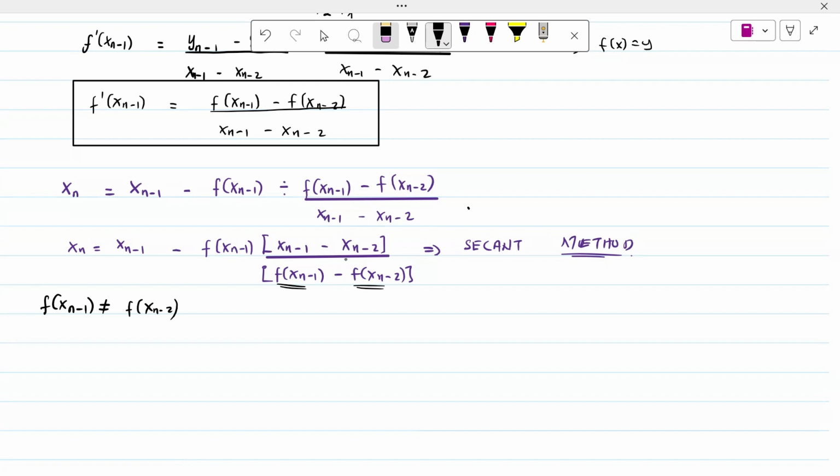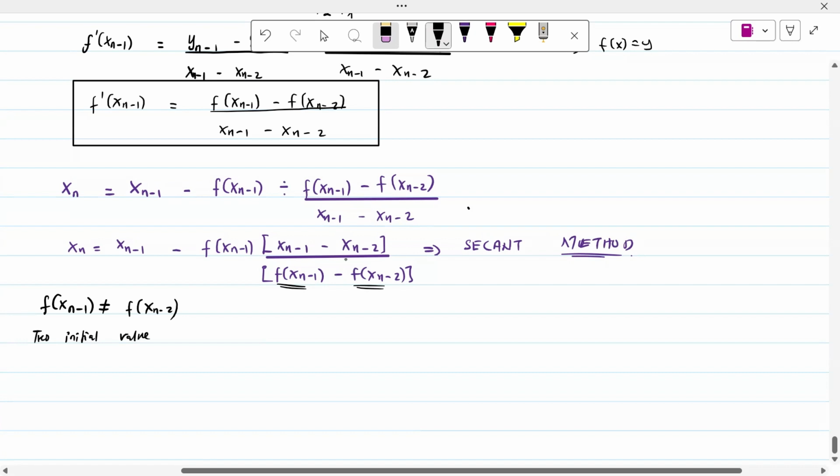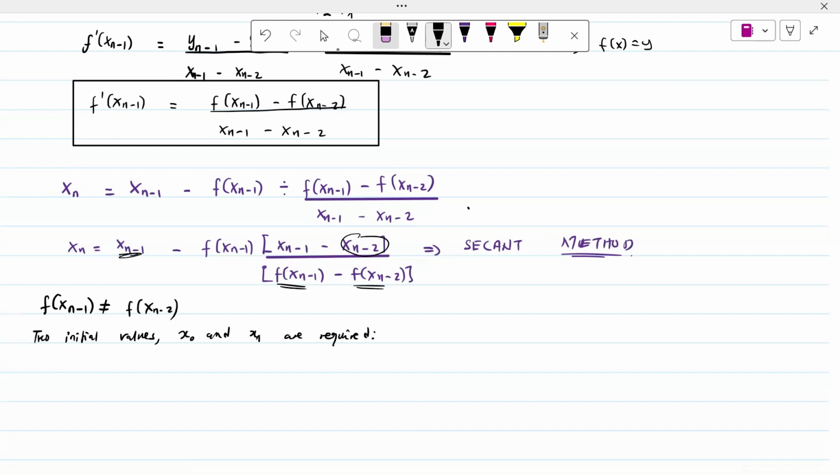And also, two initial values. That is, x0 and x1 are required. So for you to use this method, you need to have two values, as you can see, of x_{n-1} and also x_{n-2}. You have to be provided with two values.